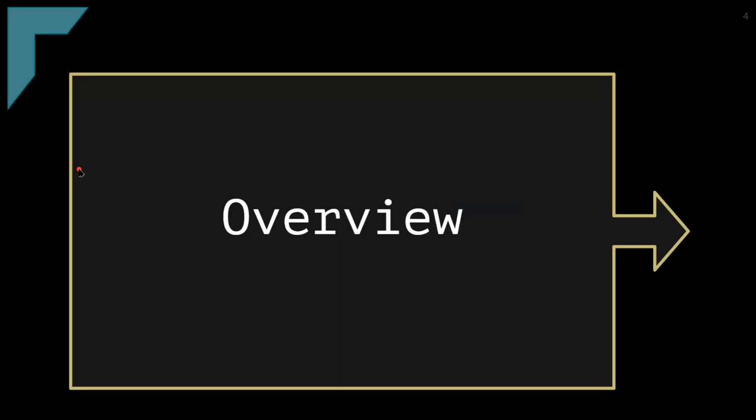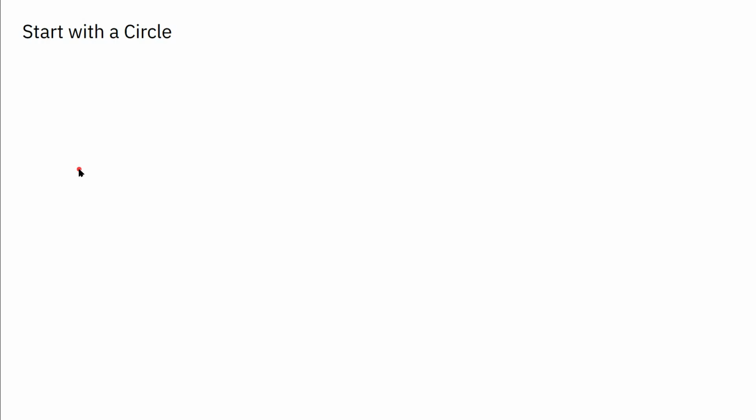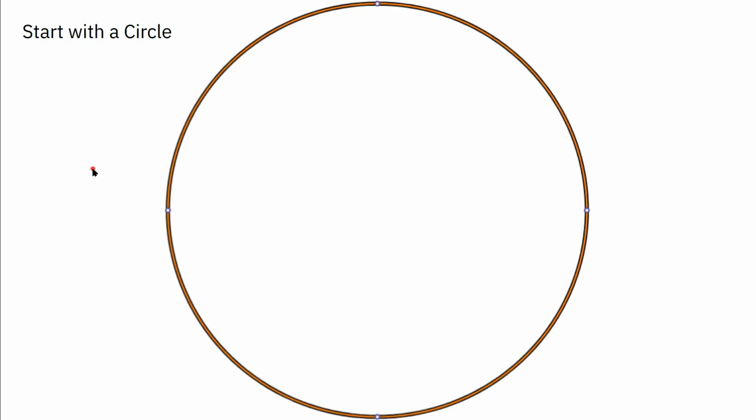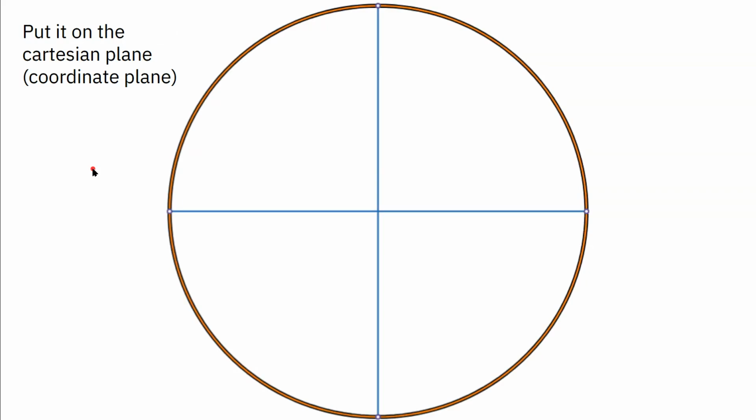So overview. First thing, you have to start with the circle, obviously. So here's a circle. And then we want to put that onto a Cartesian plane or a coordinate plane. Oh, this should be capital for Descartes. But yeah, so you want to make this in a Cartesian plane. So x-axis, y-axis.